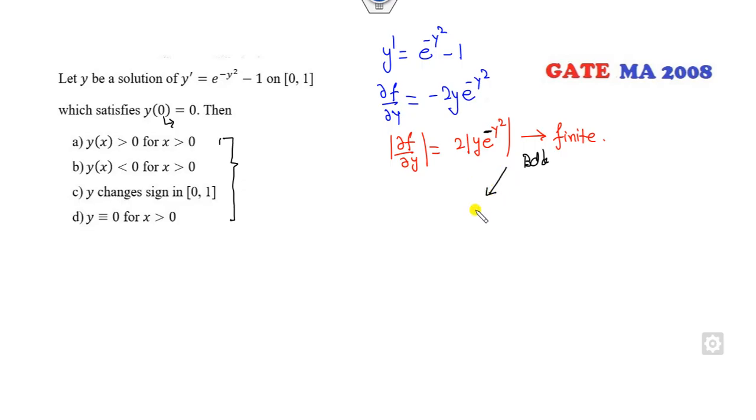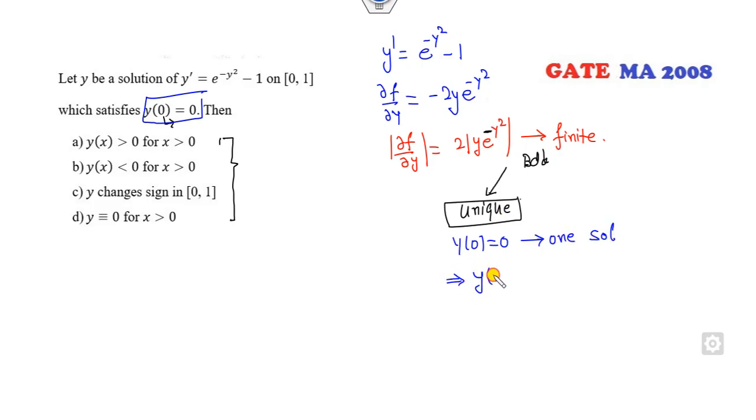Once it's bounded, what is the meaning of that? It gives you a unique solution. And what will be the unique solution? One solution is given to you here. This is my one solution given to you, and it is a unique solution. What does it mean? Y of x is 0 for all x in my domain, whatever the domain. So y of x greater than 0 is a wrong option, less than 0 is a wrong option, changes sign is a wrong option, only D is my correct option. If they ask you to find the solution, then you have to solve it, but they are not asking you to find the solution. They are just asking about the concept.